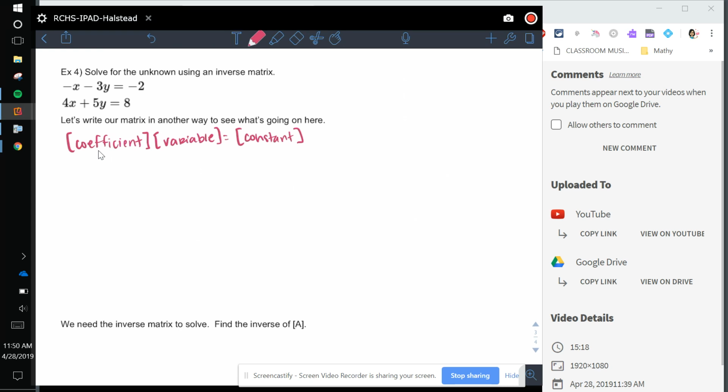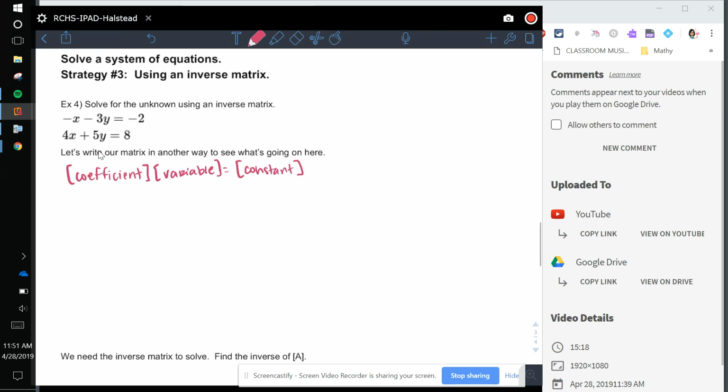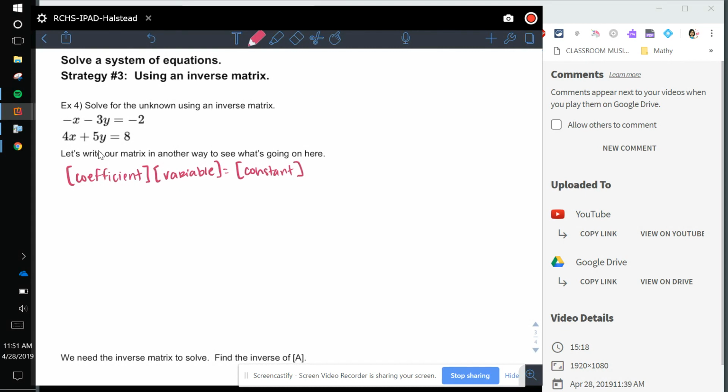All right, so we have one more. Yeah, this is our last way to solve a system of equations using matrices. So we're going to use an inverse matrix instead of our augmented matrix.